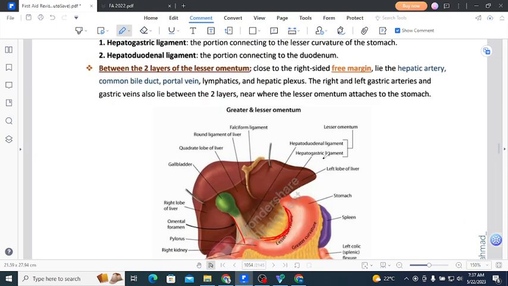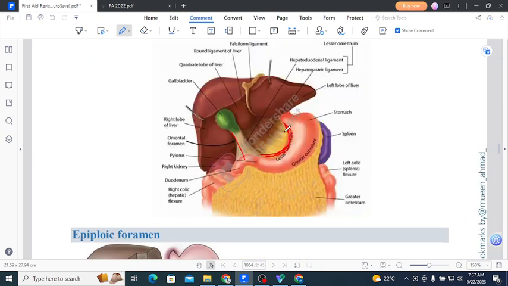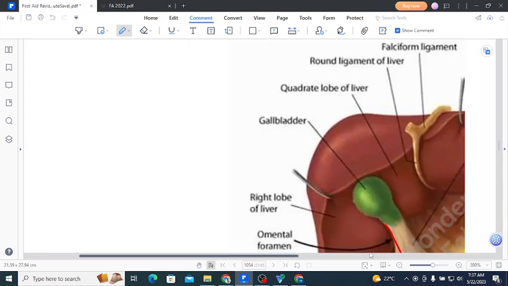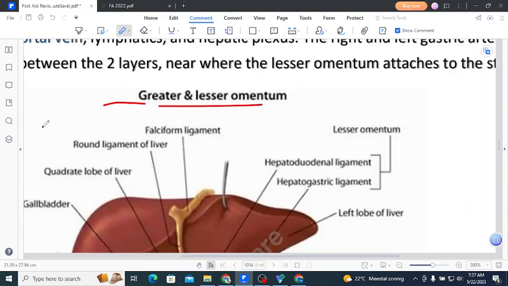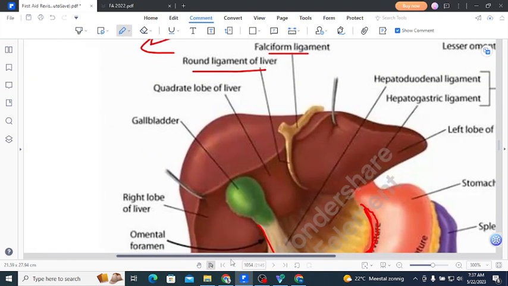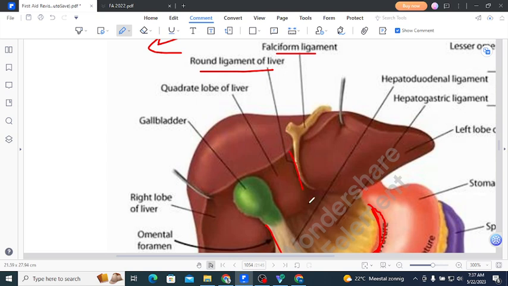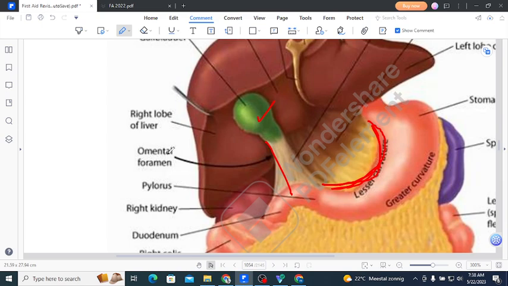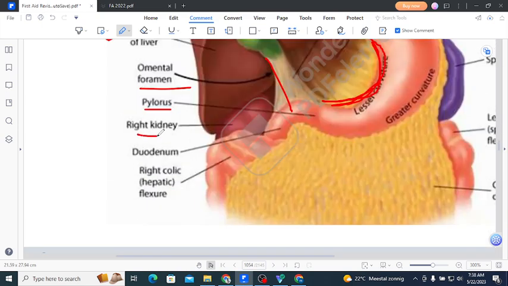Then, okay, let's read this diagram. We'll move in the anti-clockwise direction, like this. So there we have the falciform ligament, then we have the round ligament of the liver. After that we have the quadrate lobe, this thing over here. Then we have the gallbladder, the green structure, the right lobe of the liver is present over here, the omental foramen, then the pylorus, the right kidney, the duodenum, the right colic hepatic flexure.